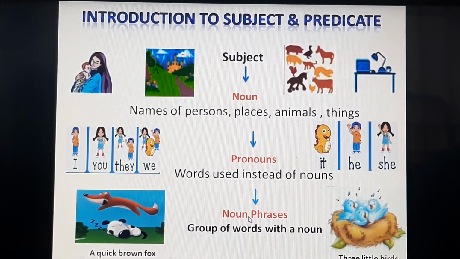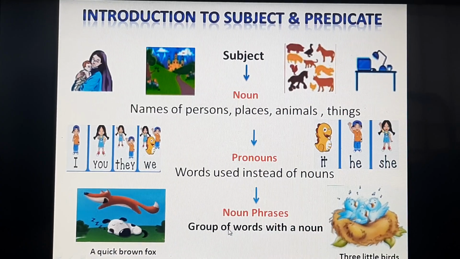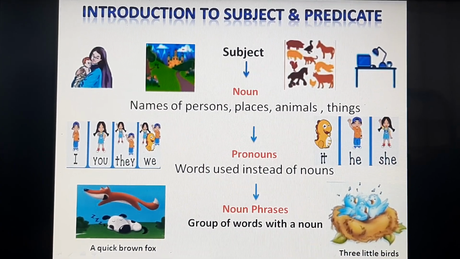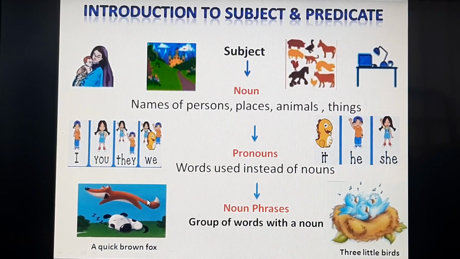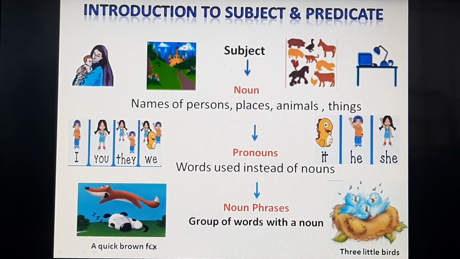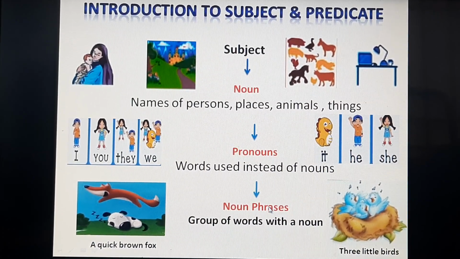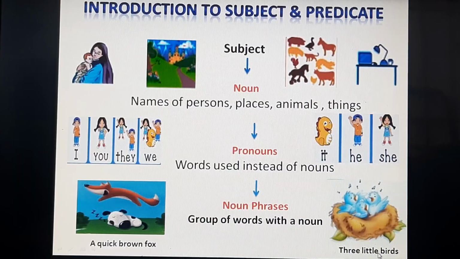Then we have noun phrases. What are noun phrases? Groups of words with a noun. Like a quick brown fox. When we say only fox, it is a word, a noun. When we say a quick brown fox, it is a noun phrase. Three little birds.